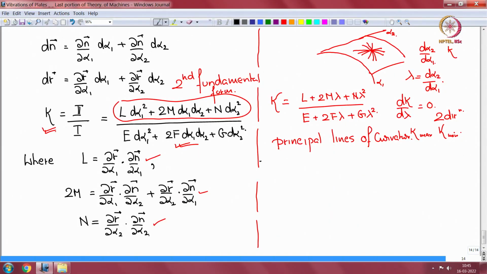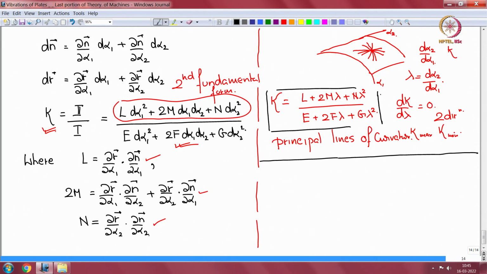We were last time looking at the second fundamental form and we had come up till here where the curvature is given by this formula. It is the ratio of the second fundamental form to the first fundamental form, and we had set lambda to be a direction which is d alpha 2 by d alpha 1. If we take a derivative of k with respect to lambda and set it to 0, it gives us two solutions. One gives k max and one gives k min, and those directions are called principal lines of curvature.